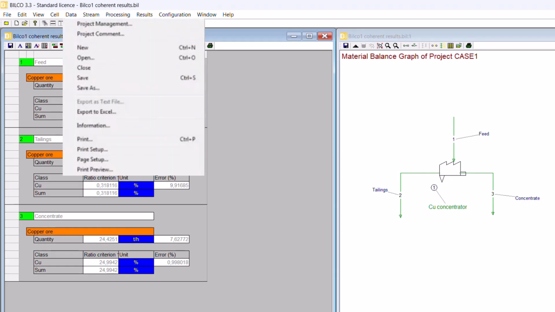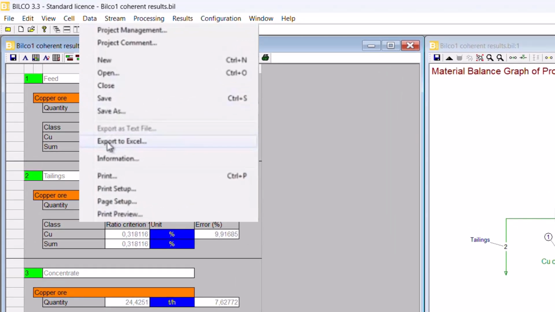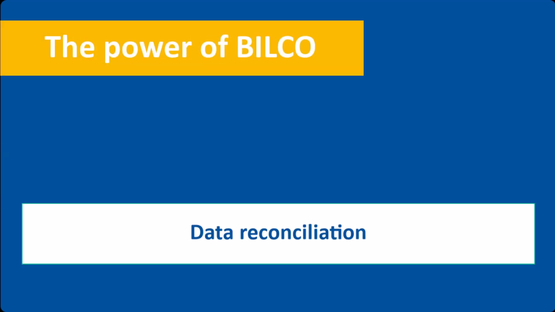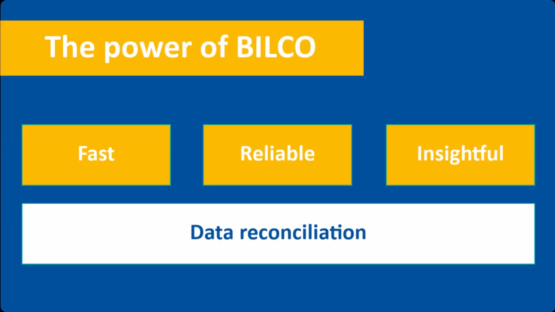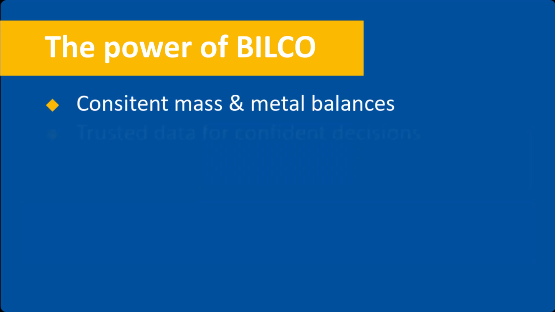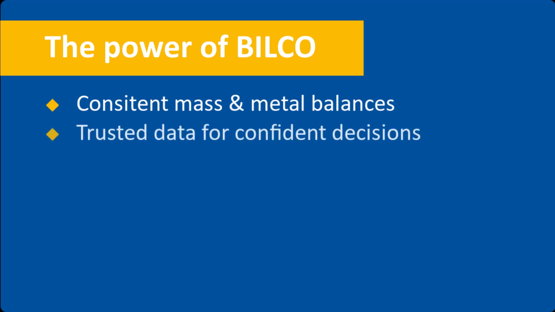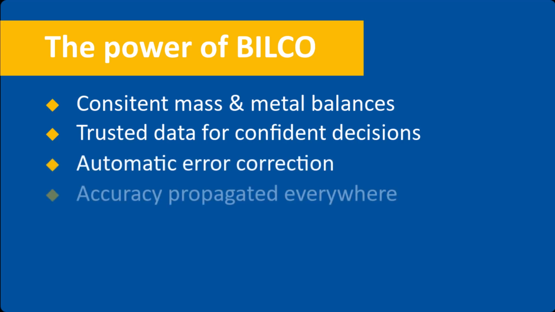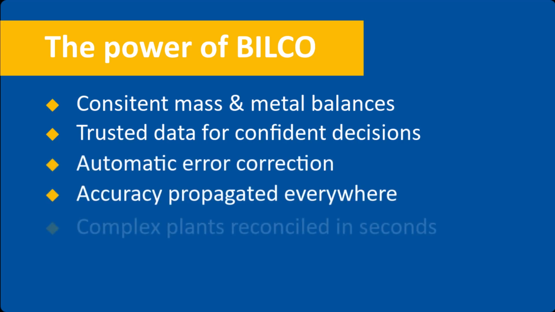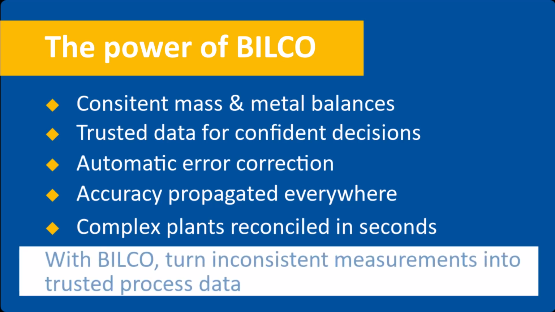All the data in BILCO can be exported directly to Excel for further analysis. With BILCO, data reconciliation becomes fast, reliable, and insightful. It improves your understanding of plant operations, ensures mass and metal balance consistency, and enhances decision-making confidence. By correcting measurements relative to their errors and enforcing material conservation, BILCO propagates accuracy throughout your circuit. Even complex processing plants are reconciled in seconds, saving engineers hours of manual work and uncertainty. BILCO, turning inconsistent measurements into trusted process data.